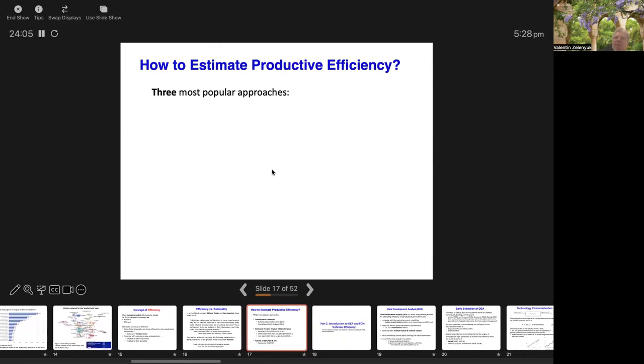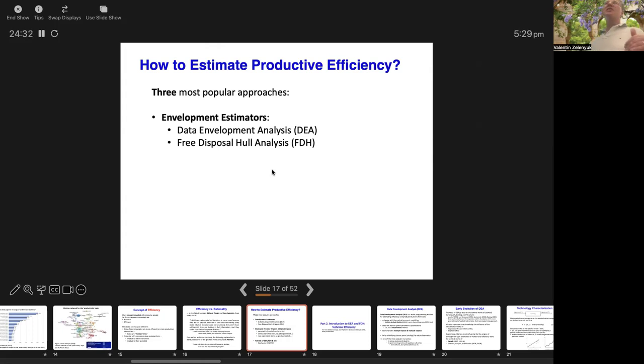Now the question is how to measure productive efficiency. Basically, one can say there are three most popular approaches, very wide approaches. Each of them have a lot of sub-approaches. The first one, and that's what we will focus on in this lecture and the next two lectures, is what we call envelopment estimators. The most popular of these is data envelopment analysis, or DEA. And then there is free disposal hull, or FDH analysis. That's basically a special case of DEA. We'll see that later.